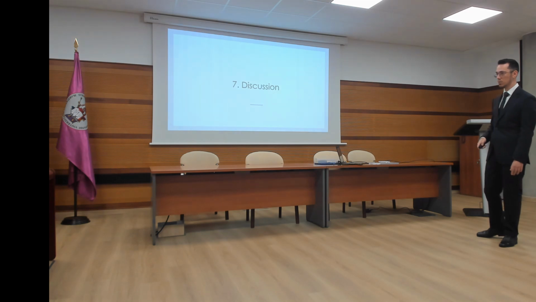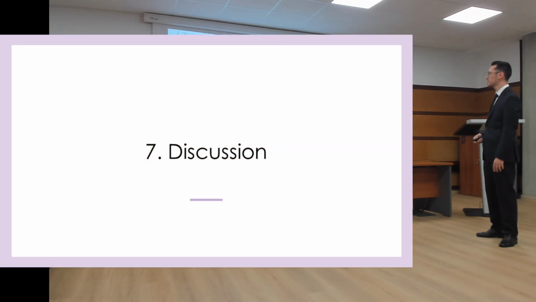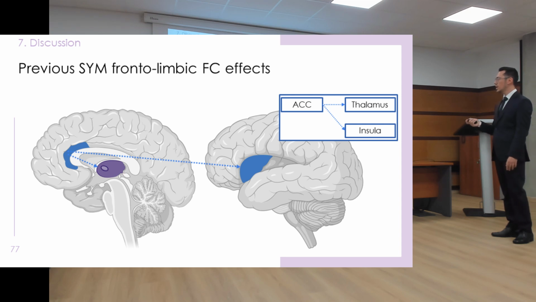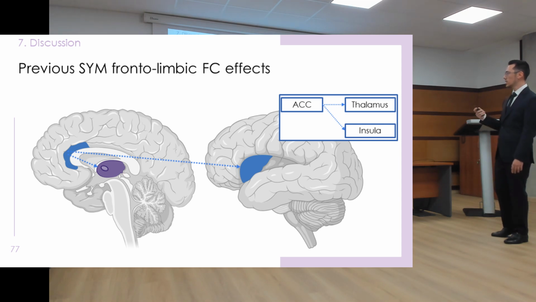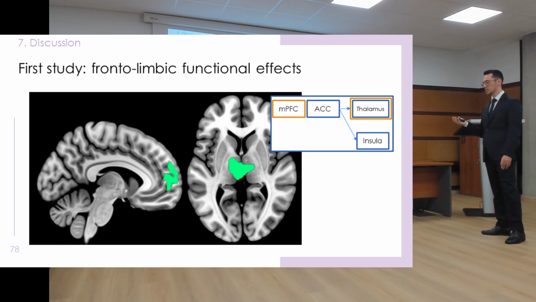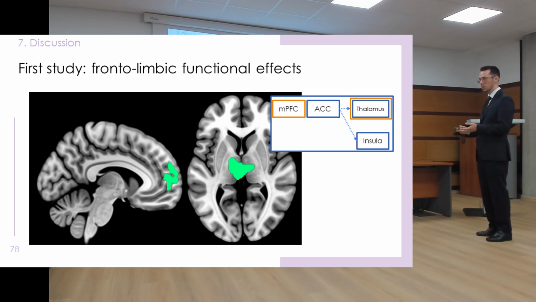So let's put all these studies together and get to the general discussion. First, if we take into account the previous evidence of Sahaja Yoga meditation, linking the functional connectivity of the anterior cingulate cortex with the thalamus and the insula, and we also include the results that we observed in the first study in the medial prefrontal cortex as well as the thalamus, which we already argued could be extended to the meditation state.